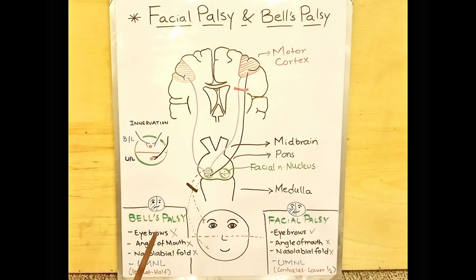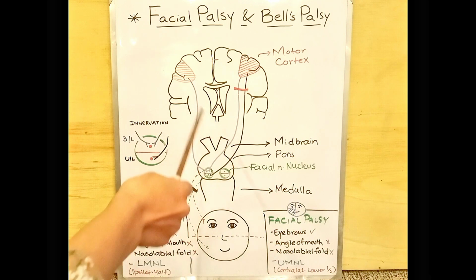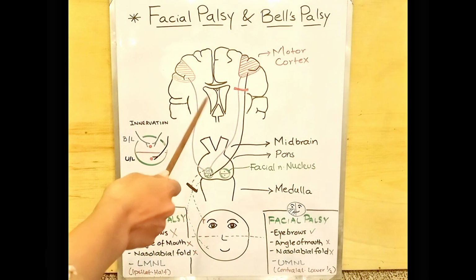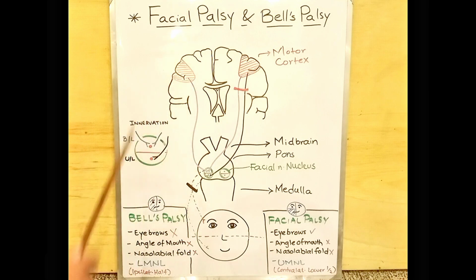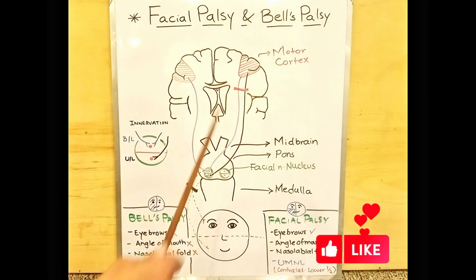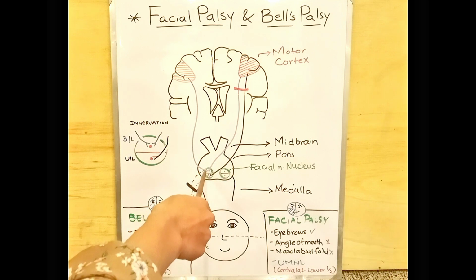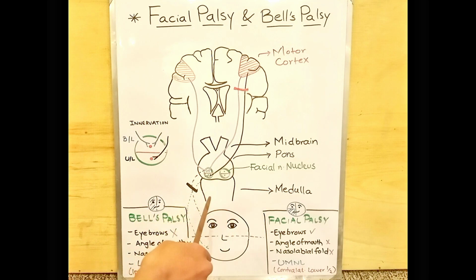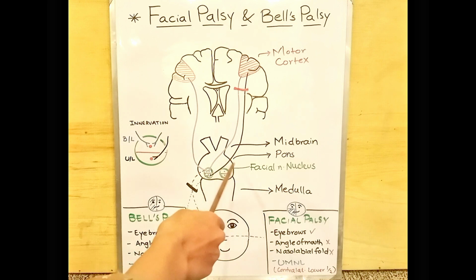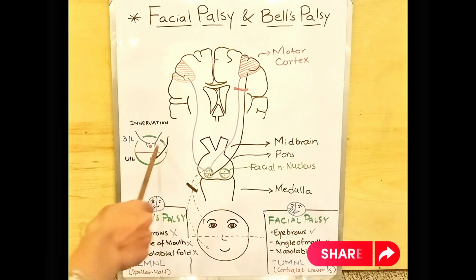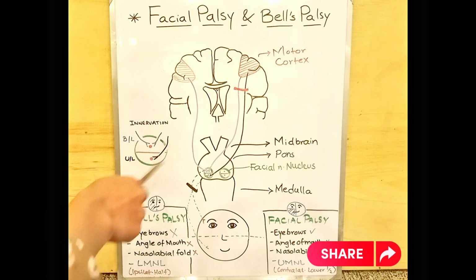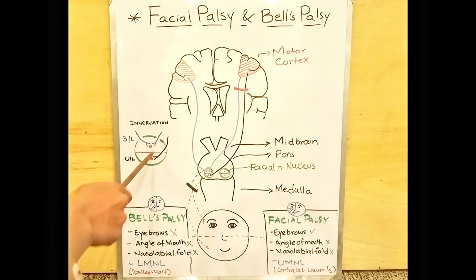Now, here you can see the diagram explaining facial palsy and Bell's palsy. First of all, this is the coronal section of the brain and here are the two motor cortices. This is the area where the upper motor neuron arises. Now you can see the facial nerve nucleus, and these are two in number and they are present at the lower level of the pons. And now here you can see the zoomed in image of the facial nerve nucleus. It has two parts, the upper part and the lower part.